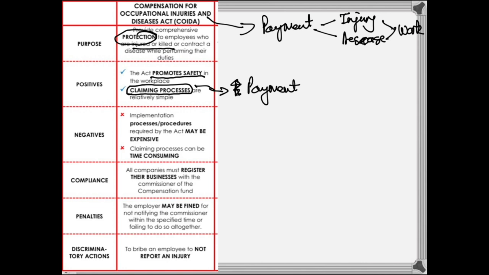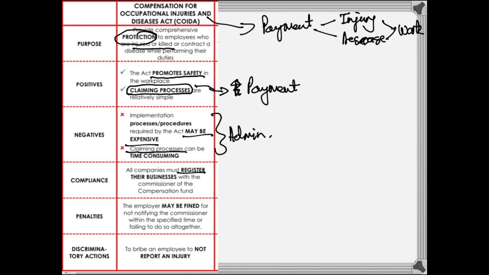Implementation, so that means it can be tedious and it can be expensive because there's a lot of red tape with regards to this. It's a very bureaucratic process, especially the claiming process, because people need to make sure that it's not a fraudulent claim. So there's definitely a very big admin load when it comes to this particular act.